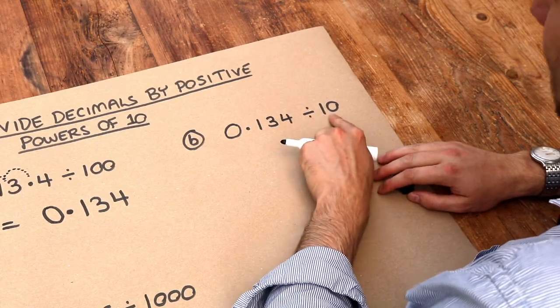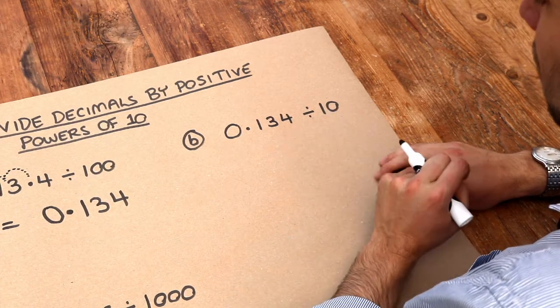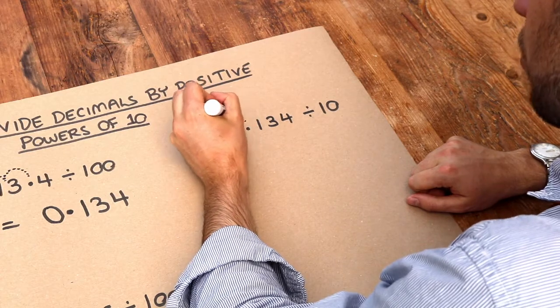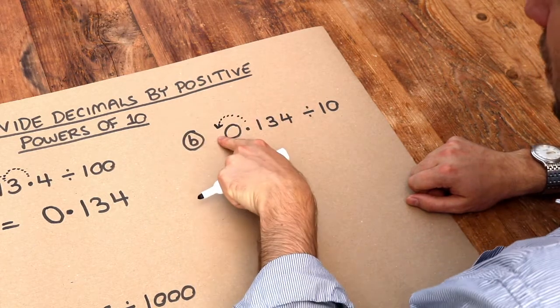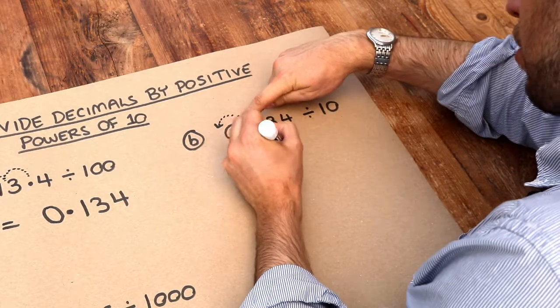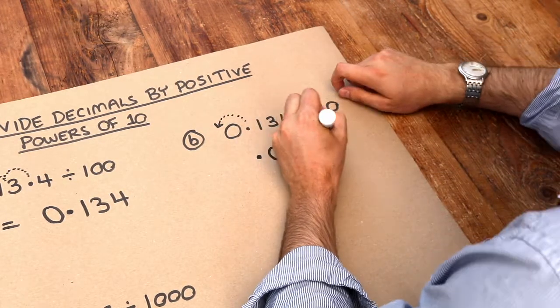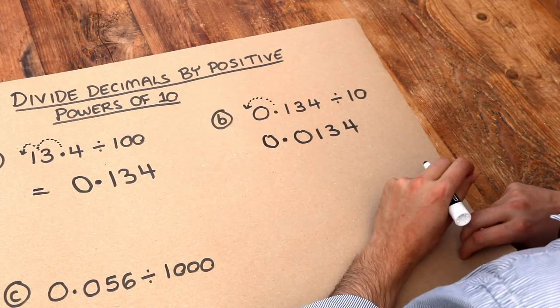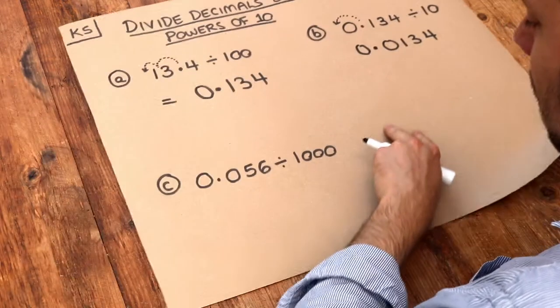We want to divide by 10, so that means the decimal point is going to move once because there's 1 zero. So if we do that, 1 jump to the left, and now it's in front of that 0. So we've got 0.0134. And again, because we've got a blank space before the decimal point, we should fill that in with a 0. The last one is a bit more difficult.